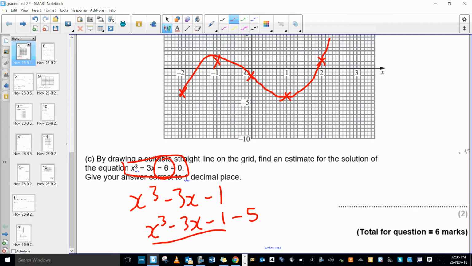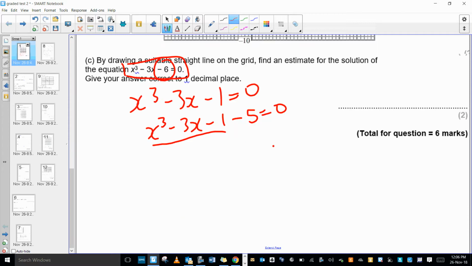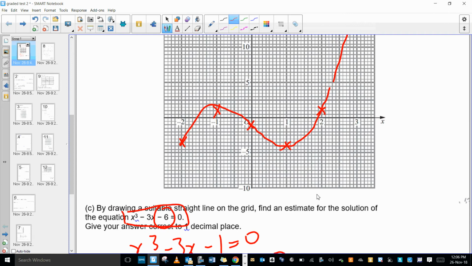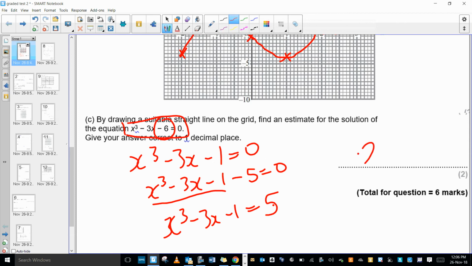So in other words, if this was equal to 0, then it would be x cubed minus 3x minus 1 equals 5. We're trying to see where that graph is equal to 5. So what we do is draw a horizontal line at 5 and read off a value here, which mine isn't awesome, but I'd say that was probably 2.3, and that was an acceptable solution. It was between 2.2 and 2.5.